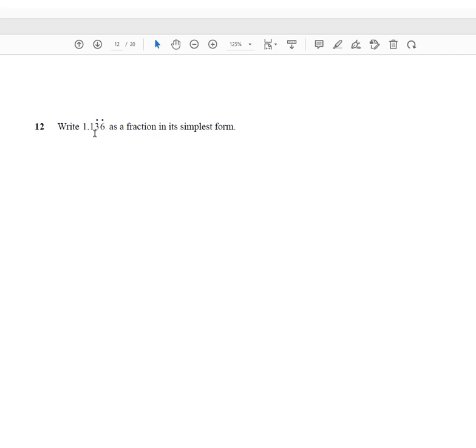Write 1.136 as a fraction in its simplest form. Okay, you can miss that question out. If you want to know how to do it, it's actually fairly simple and you can pick up some marks. So we'll do it together, maybe in lessons if people want to, or after school on Tuesday.